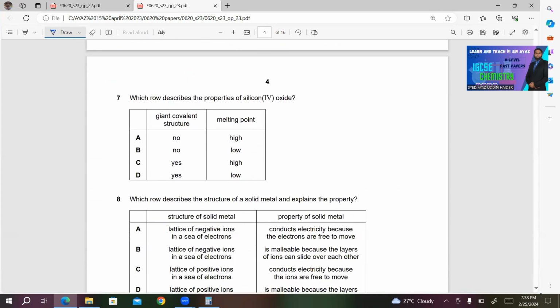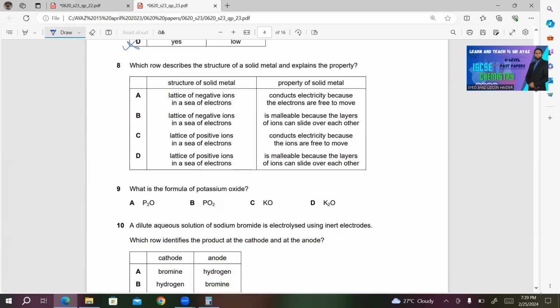Number 7. Which row describes the properties of silicon dioxide? Is it a giant covalent structure? Yes, it's a giant covalent structure with a high melting point. So either choice C is correct or D is correct. And in this case, C will be the right answer because the melting point is high for choice C. D is incorrect. Let's move to the next MCQ.